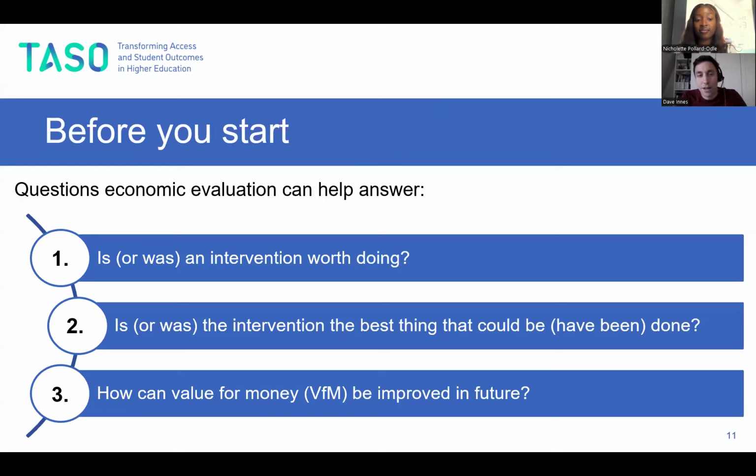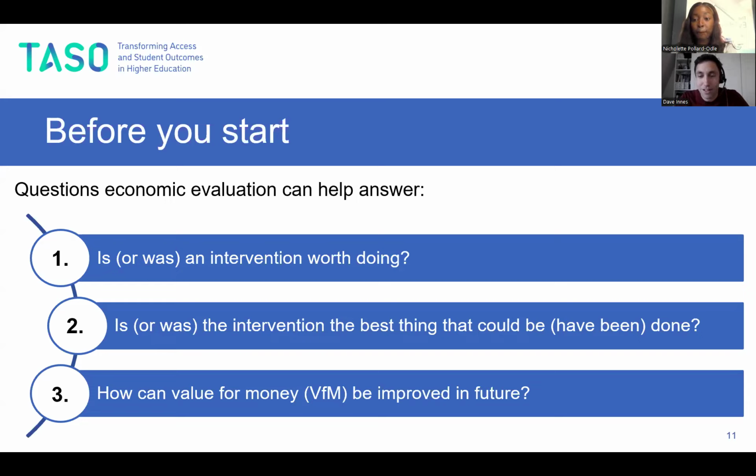Now, the first part of the guidance just talks you through things to think about before starting an economic evaluation. And as Nicolette says, economic evaluation is all about comparing the value of outcomes or benefits created by an intervention with the costs and the resources required to implement that intervention. Or very simply, it's about getting the most bang for buck from doing something, or, in other words, we often talk about getting the most value for money from something.